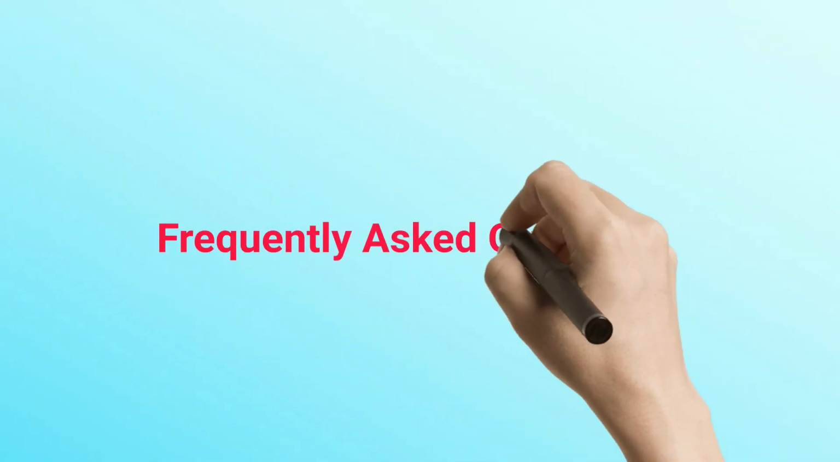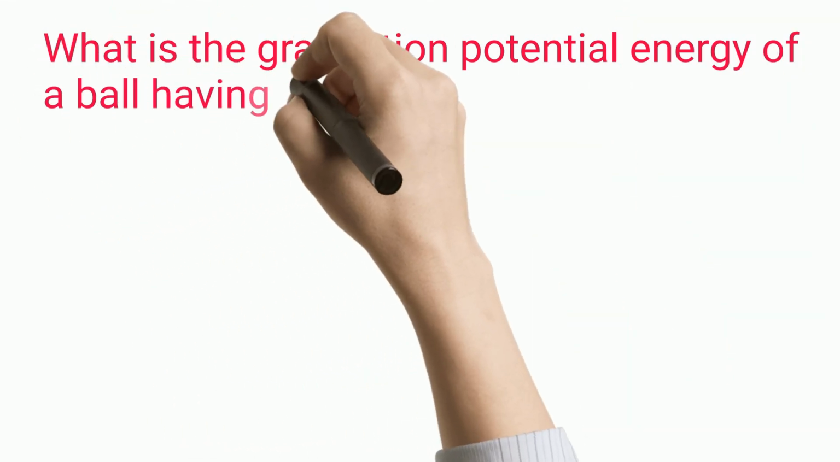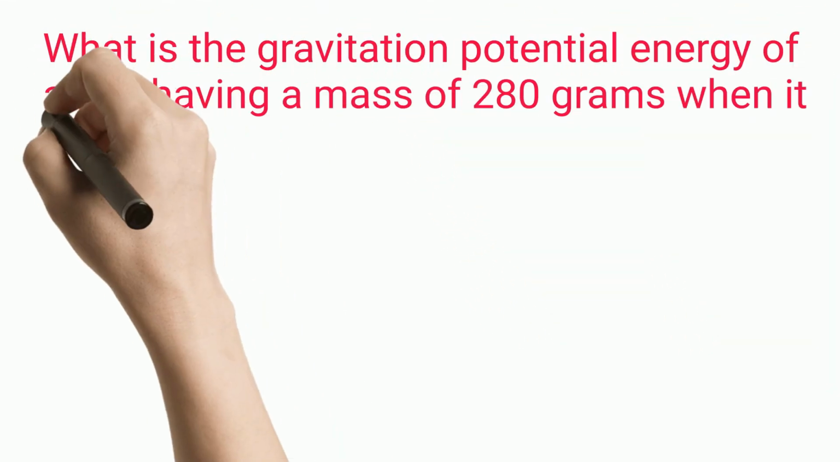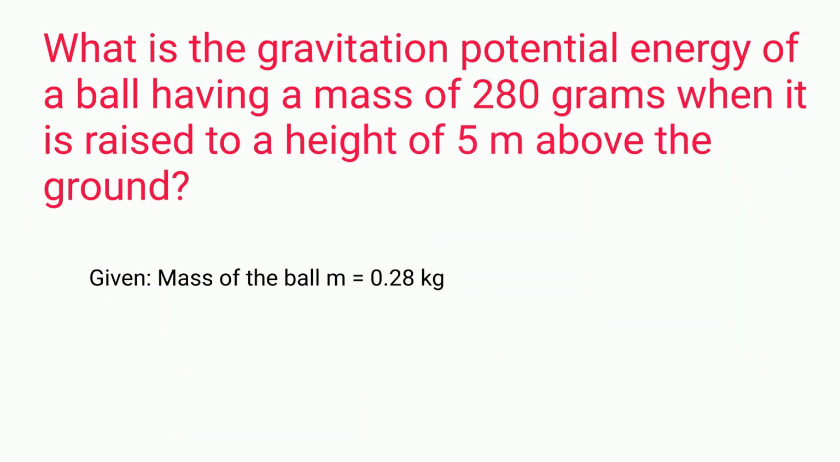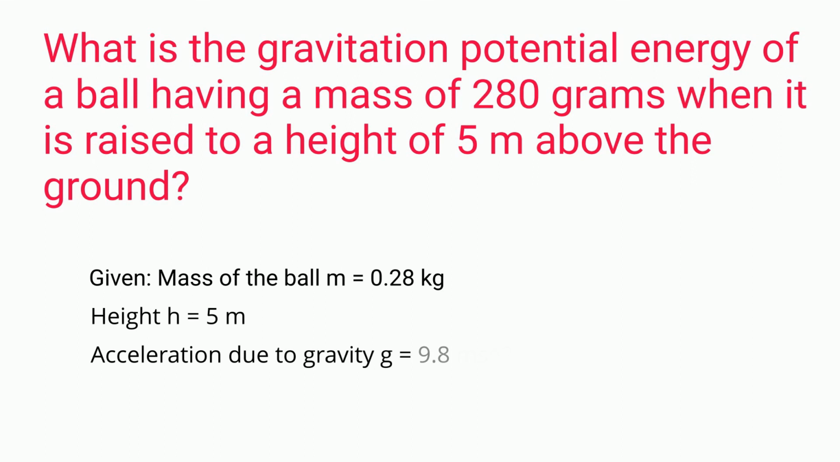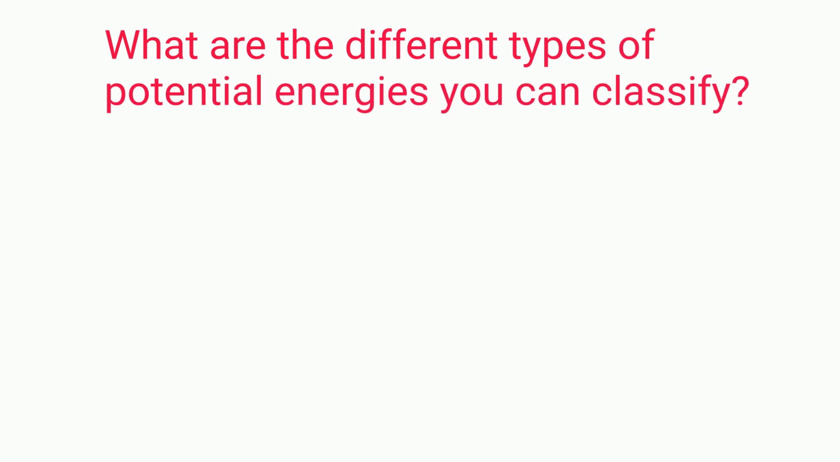Frequently asked questions. What is the gravitational potential energy of a ball having a mass of 280 grams when it is raised to a height of 5 m above the ground? Given, mass of the ball m equals 0.28 kilograms, height h equals 5 m, acceleration due to gravity g equals 9.8 m/s². Therefore, potential energy.